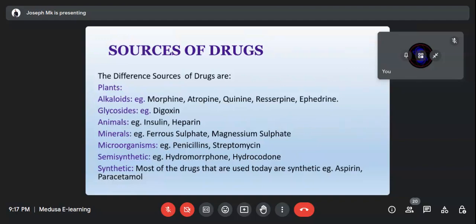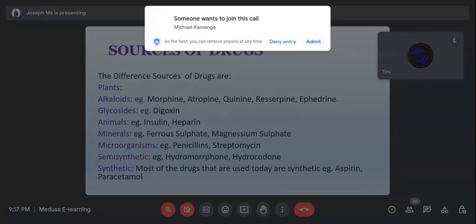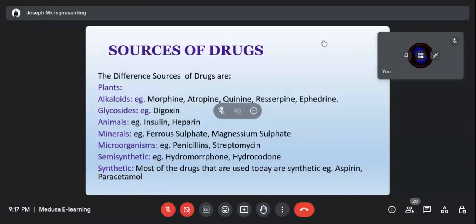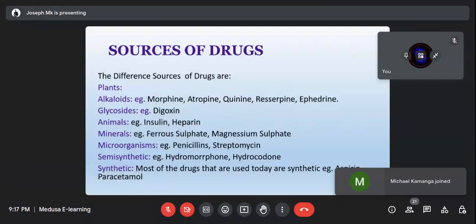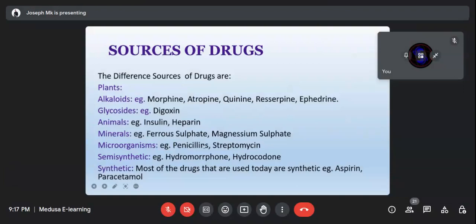Microorganisms. We know that there are some microorganisms that can act as drugs, though some microorganisms can be dangerous to our bodies. They can also be helpful to our body. They can act as a medicine. So things like penicillin, streptomycin, these are some of the examples of microorganisms that can be of benefit to our bodies.